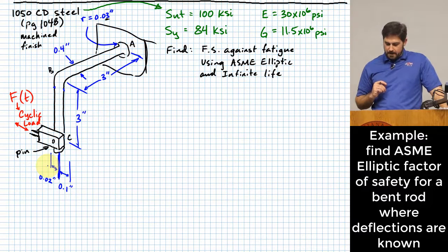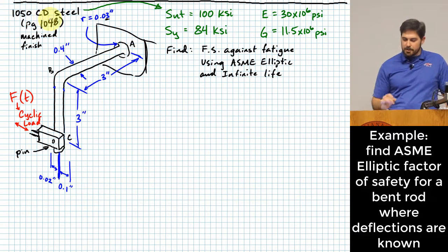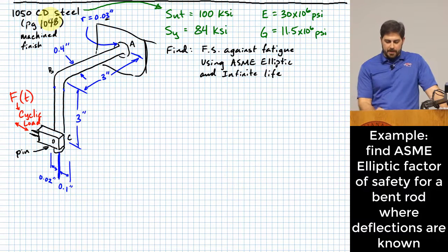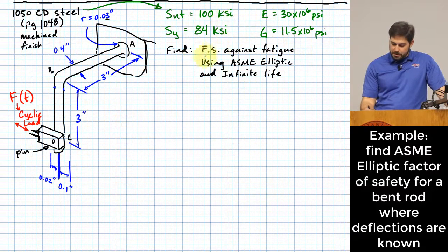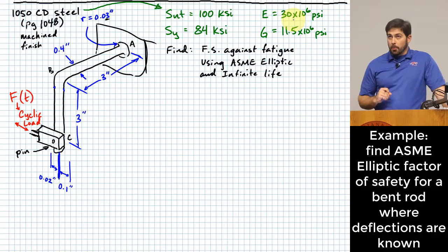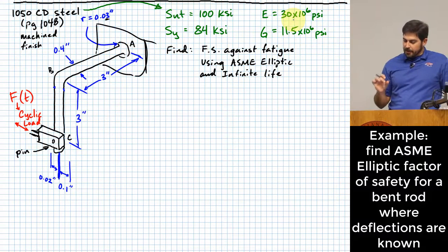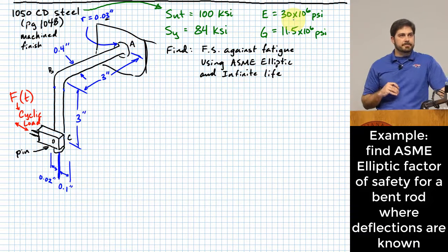All right. And so what we want to do is, using that piece of information and the fact that we know what kind of material this is, a 1050 cold-drawn steel. The properties for that are on page 1048, and I've gone ahead and pulled those out and listed them over here to the side. We have the ultimate strength, yielding strength, modulus of elasticity, and the modulus of rigidity. Okay? And what we want to do with this is find our factor of safety against fatigue using the ASME elliptic criteria. All right? Clear enough?